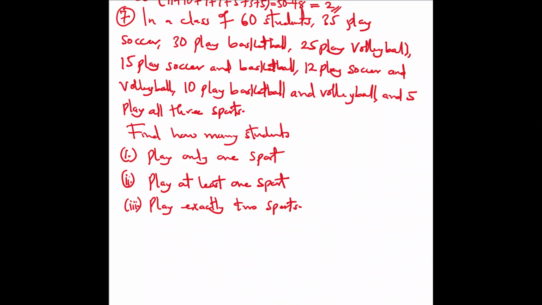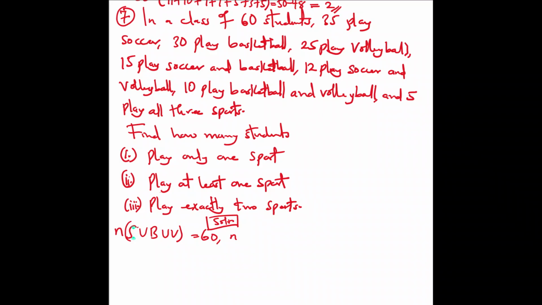play soccer and basketball, 12 play soccer and volleyball. So I'm going to write it out and then we'll draw the Venn diagram. Sorry, that's the total students. So that will be N of S union B union V is equal to 60, because S represents soccer, B represents basketball, and V represents volleyball.